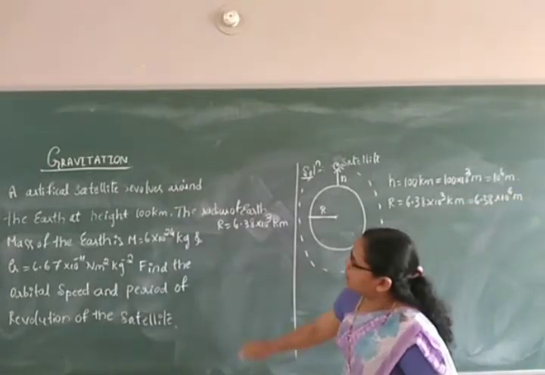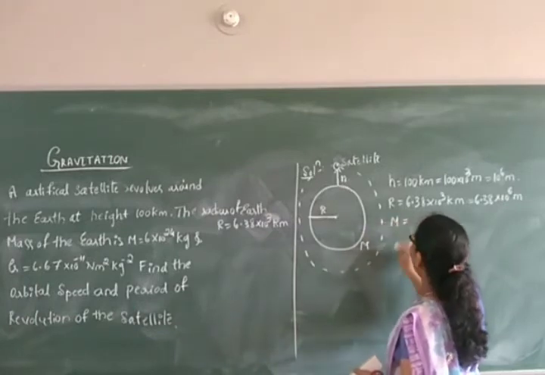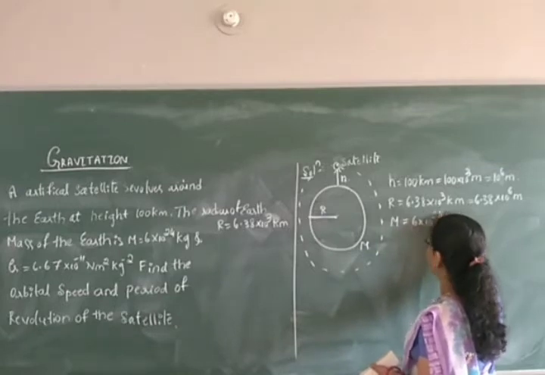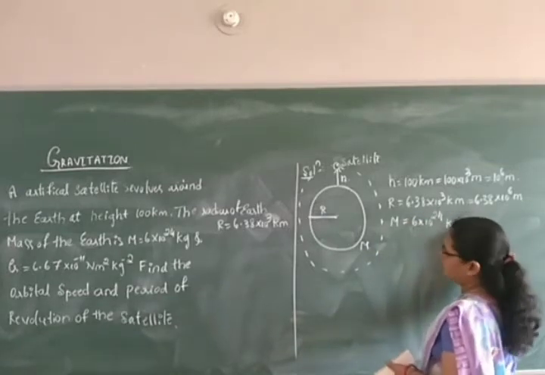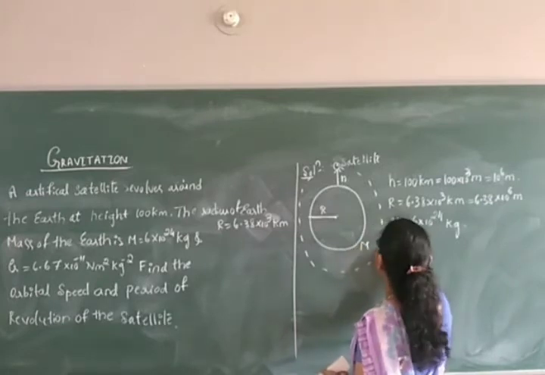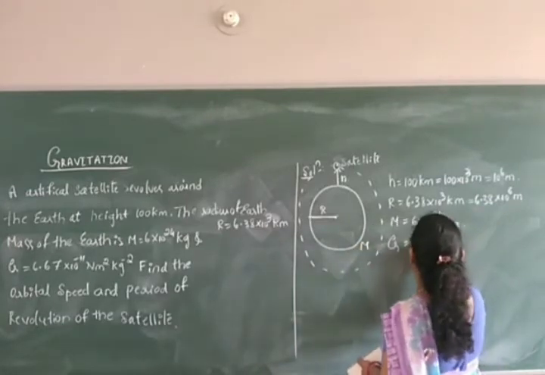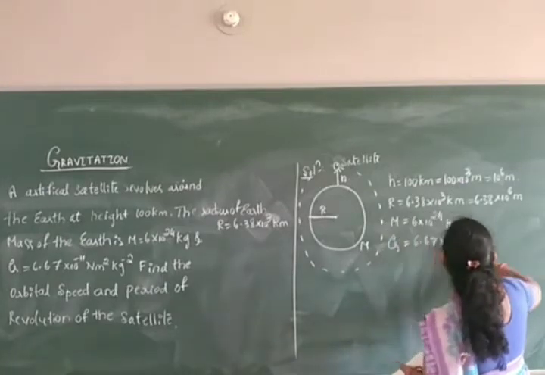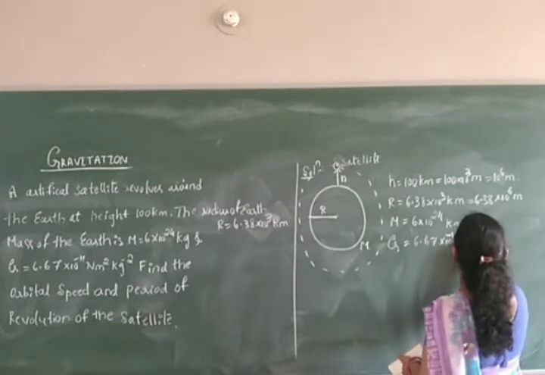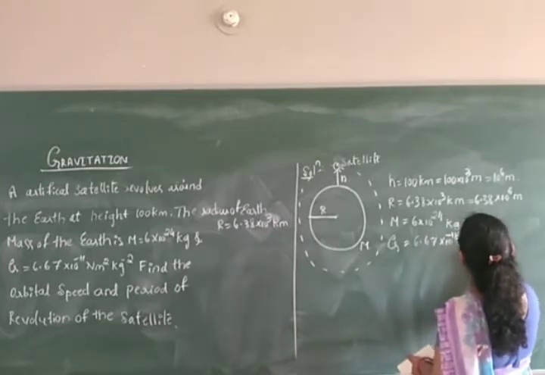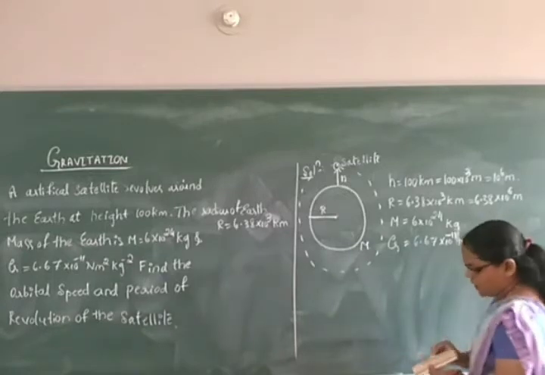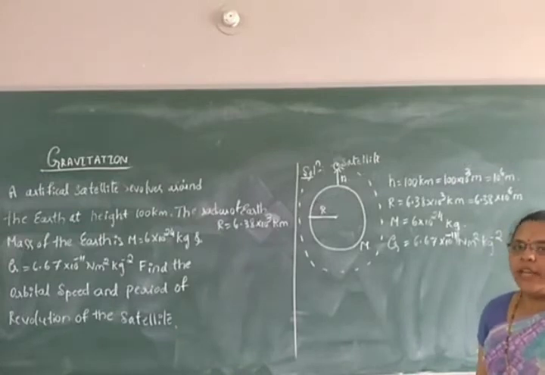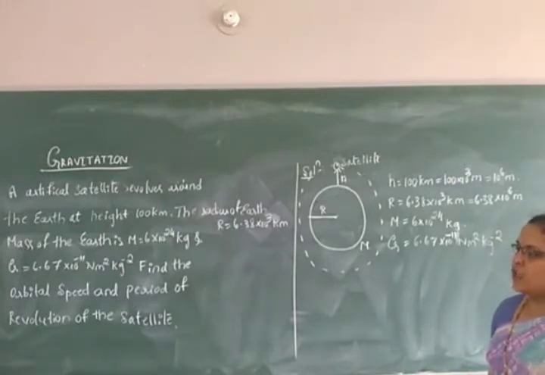Then what else is given? The mass of the earth, 6 into 10 to the power 24 kg. Next, the gravitational constant, 6.67 into 10 to the power minus 11 Newton meter square per kg square. So we have to find the orbital speed and the period of revolution of the satellite.